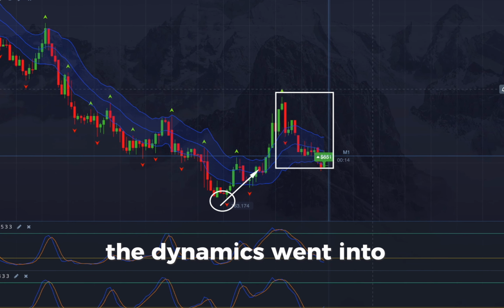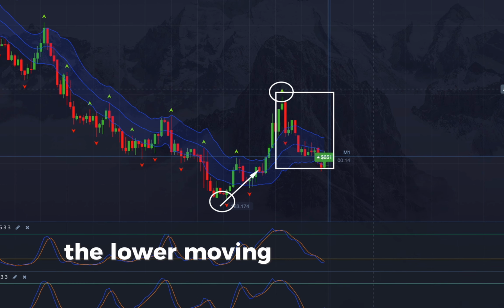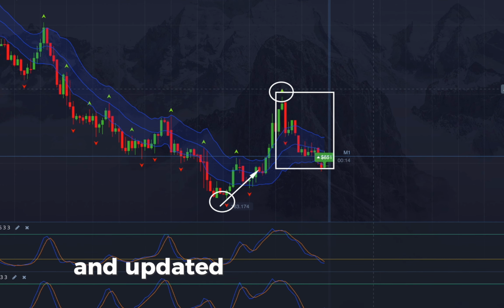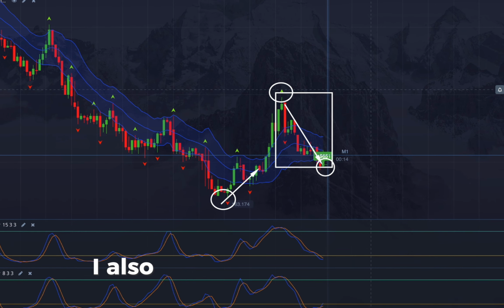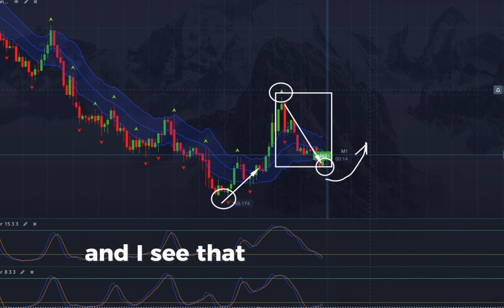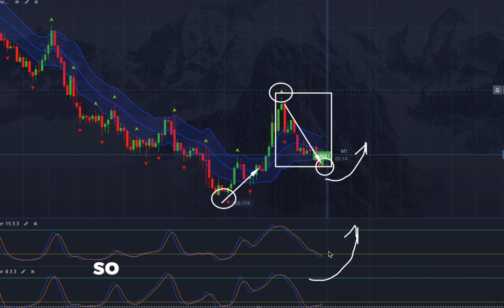The dynamics went into a correction, touched the lower moving average of our channel indicator and updated its local minimum. Therefore, the price movement should now go upwards. I also observed the oscillators and I see that both are in the oversold area, so I expect an upward move. Let's check the result.